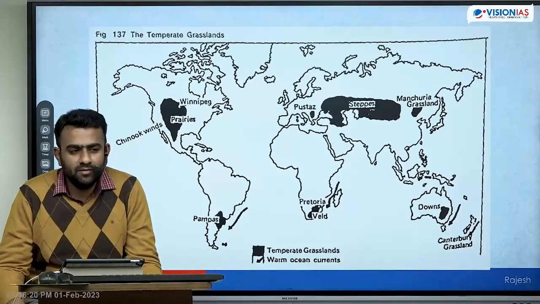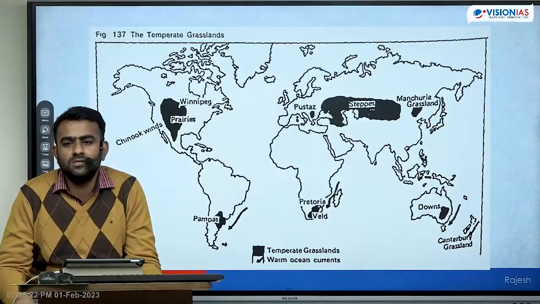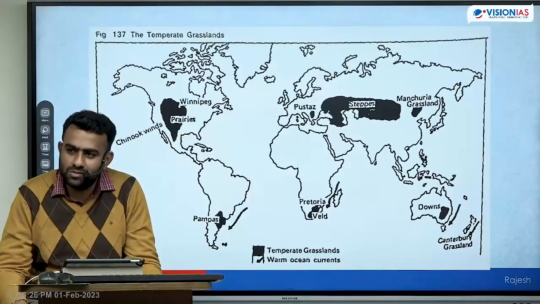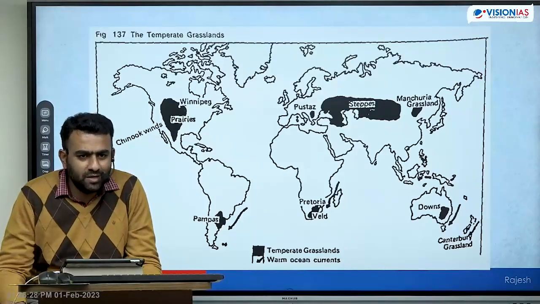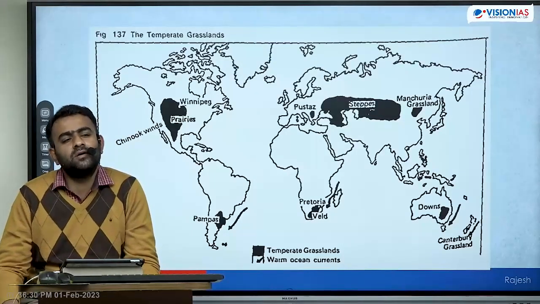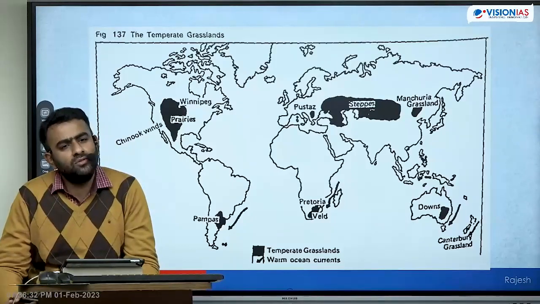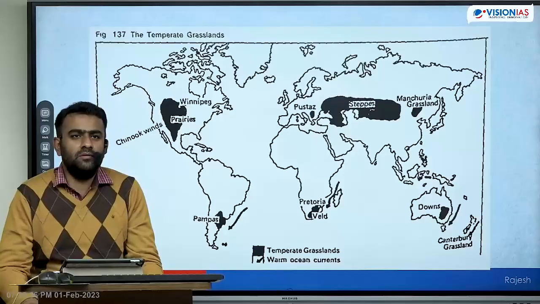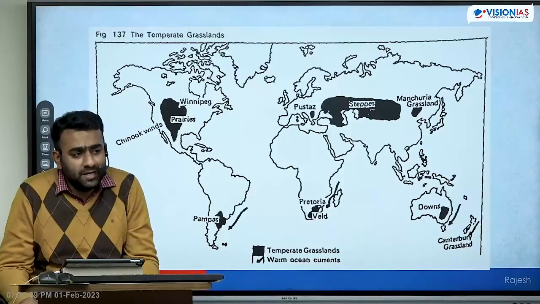During winters, it receives some precipitation through, बताइए अभी बताया, temperate cyclones. The entire warm temperate region comes under the influence of temperate cyclones. There is some precipitation even during winter. And during the summer, the precipitation is anyway there through convection due to heating. That is why the grass is greener. Why it is shorter?